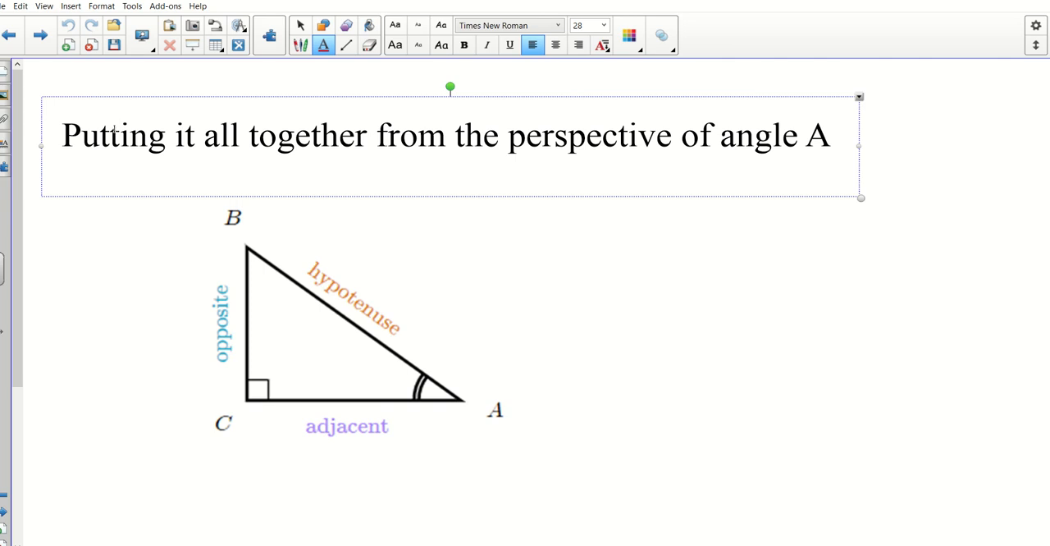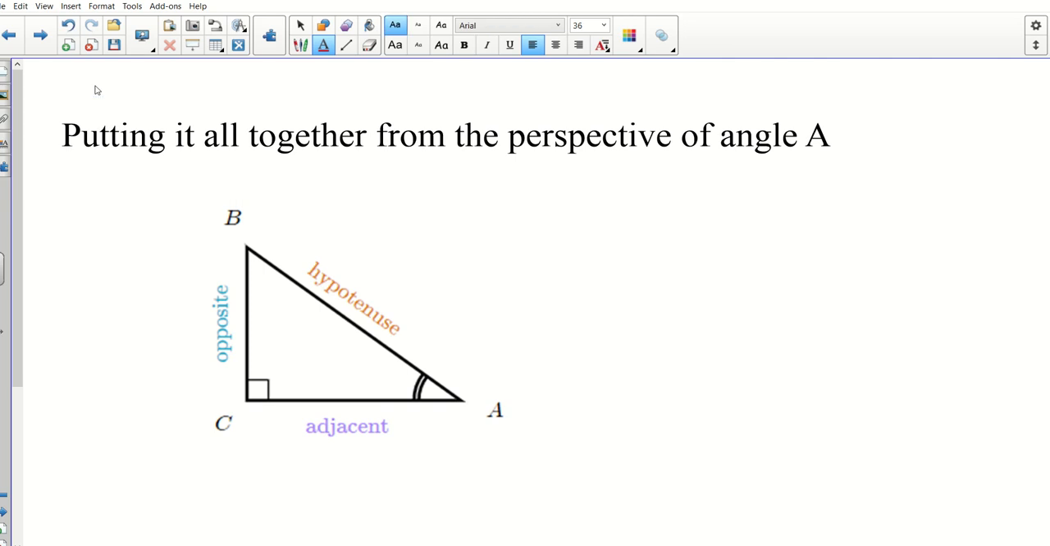So from the perspective of angle A, this is how we would label triangle ABC. Again, orange, the hypotenuse, that longest side, the diagonal side. The opposite side, the side across from angle A, and the adjacent side, the side that is next to angle A.